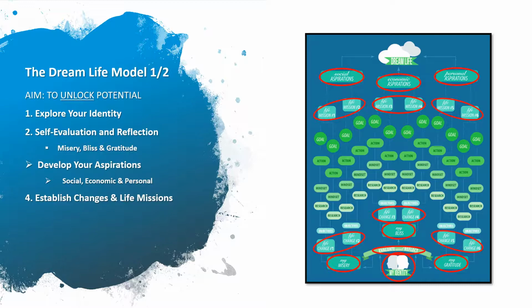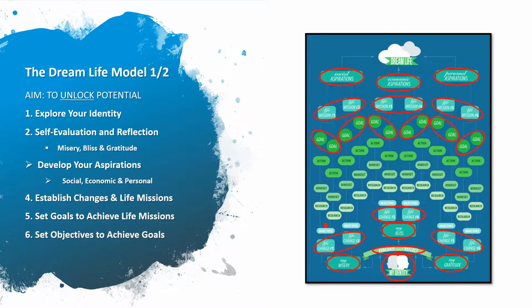So we're going to look at the changes you need to implement in your life in order to reduce misery, increase bliss, and strengthen gratitude. And the missions are basically the results that we're looking for by implementing these changes. And then once we've developed an outlook on life, we can set goals to achieve that outlook, those life missions, and we set those goals in priority order.